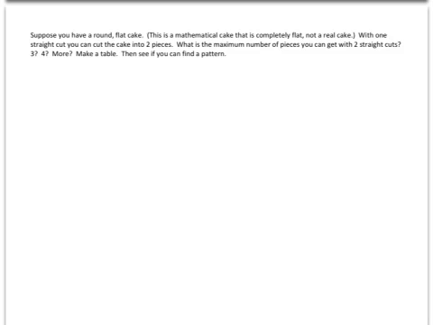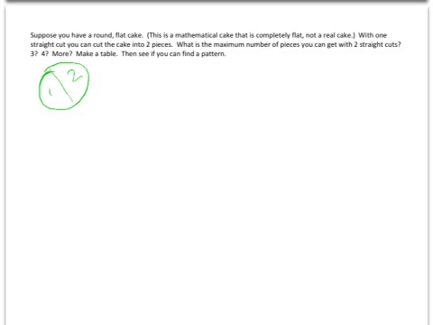So suppose you have a round, flat cake. It's a mathematical cake. It's completely flat, not a real cake, so you can't sneak extra slices by cutting it horizontally. So we have this cake. With one straight cut, I can cut it into two pieces. So let's take a look at what that would look like. So I have a mathematical cake, one straight cut, cuts it into two pieces.